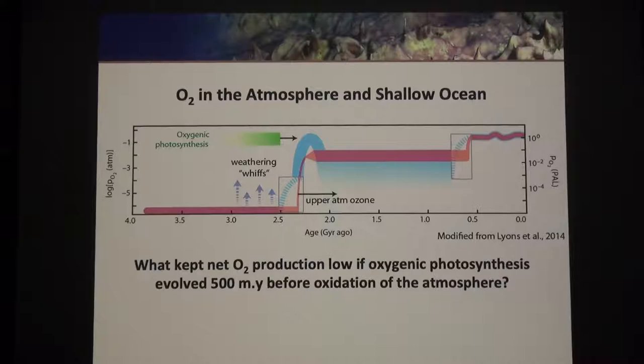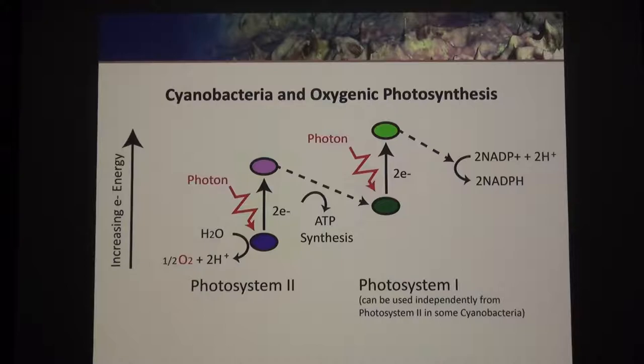So then we have this question of what kept oxygen production low if oxygenic photosynthesis evolved hundreds of millions of years before oxidation in the atmosphere. And this is where I started becoming a biologist, in part, a geobiologist, you could say. Oxygenic photosynthesis requires two different photosystems. The one that's first in the chain is called photosystem 2 because it was discovered second, but it's the part that breaks the water into molecular oxygen, hydrogen, and electrons. Then the high energy products from that go into photosystem 1, which absorbs more light and produces more energy.